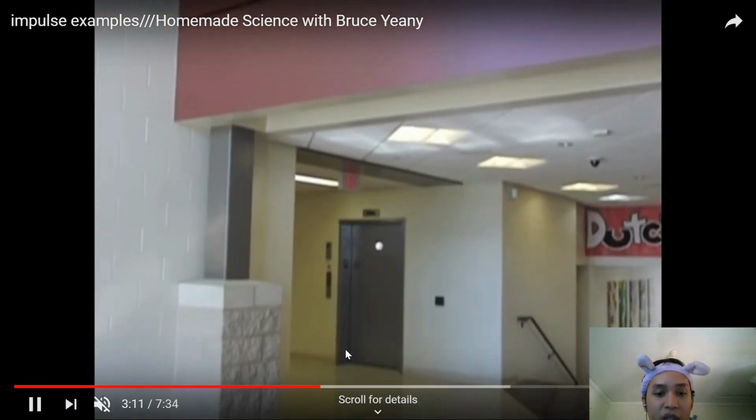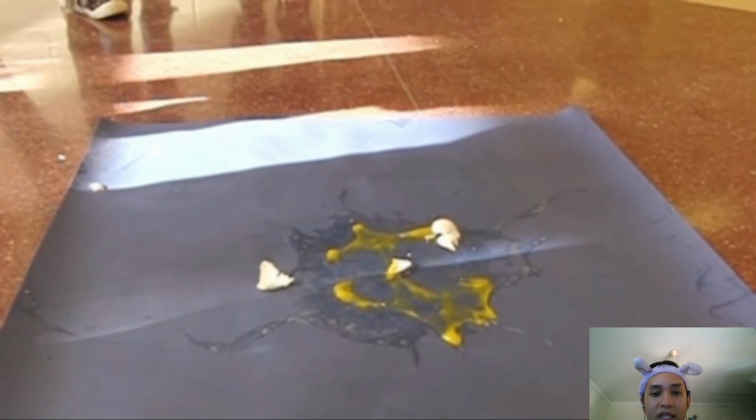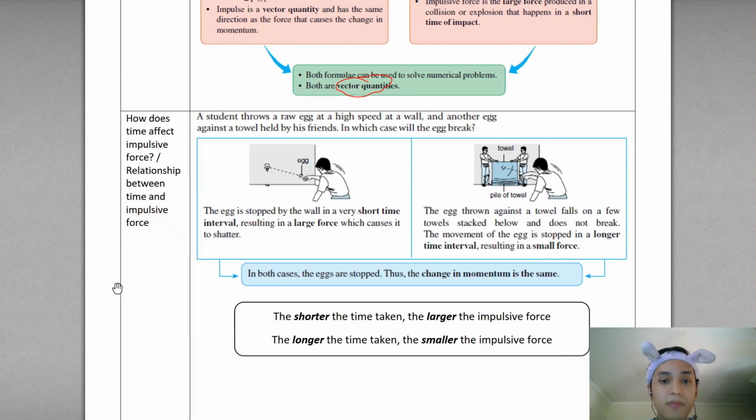Now, let us see what happens when they throw it from the top and then it hits the ground. If you see here, the moment it hits the ground, because the impact time is short, meaning the egg and the ground, when they hit, bam, the impact time is very short. Therefore, you experience a larger impulsive force, hence the egg will break. So this is the relationship between time and impulsive force.